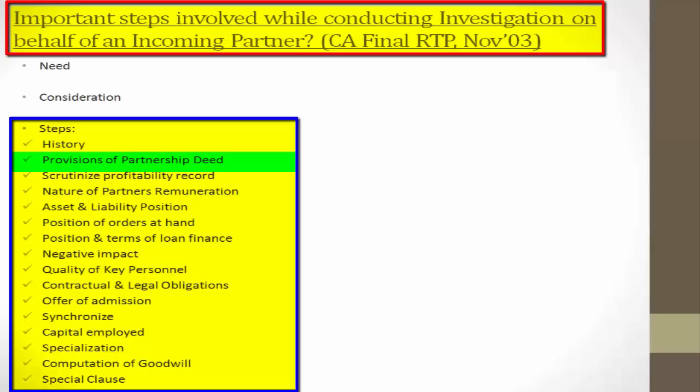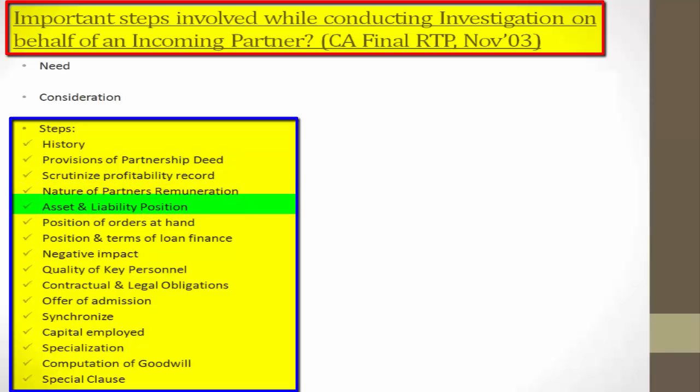Number three, you need to scrutinize the profitability record of the firm's business over a suitable number of years, with adjustments as may be necessary for ascertaining the true track record. Number four, pay particular attention to the nature of partners' remuneration in relation to the nature and profitability of business, qualification and expertise of partners, and such other relevant factors. So, nature of partners' remuneration. This is the fourth step.